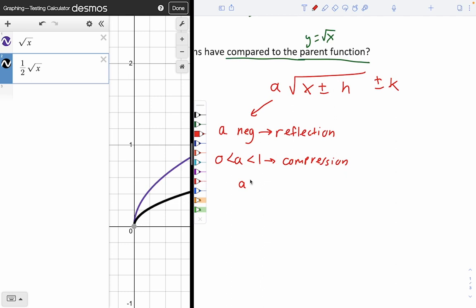Next, if the a value is bigger than 1, so for example, what's a number bigger than 1? 2. What's the difference there? It got taller, it got stretched up. So it's called a stretch.